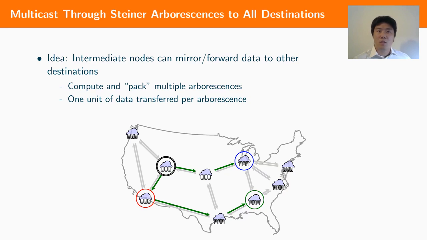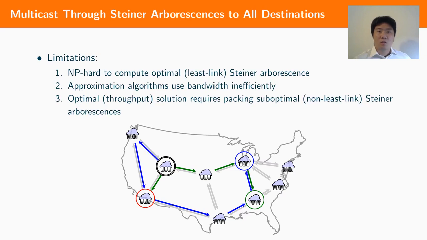Each Steiner arborescence is a directed tree with the source at the root and the destinations at the leaves. Given the tree structure, the same data is transmitted through each link exactly once and hence avoids the duplicate transmission. To multicast using Steiner arborescences, we compute and pack multiple arborescences from the source to the destinations. We then multicast by transferring one unit of data per arborescence concurrently.